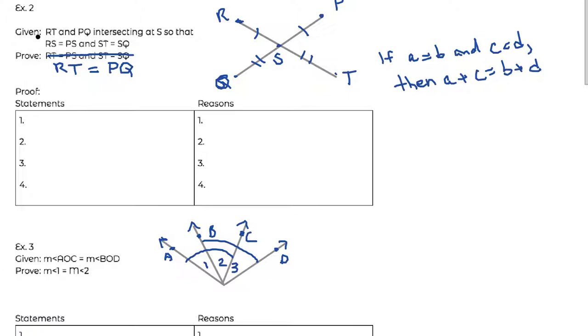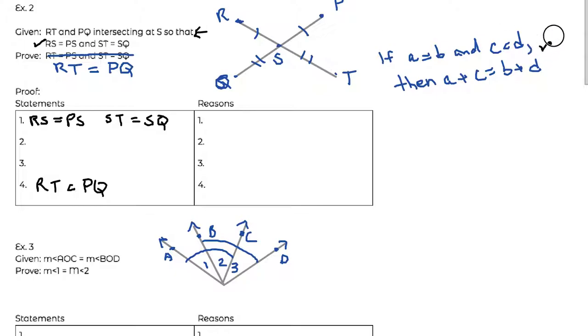So first thing, remember I said you write down the given. This one doesn't really say anything, so we're not going to write that one down. We're just going to say RS equals PS and ST equals SQ. So our final step is going to be what we're trying to prove, which is RT equals PQ. So that's where we're trying to get to.